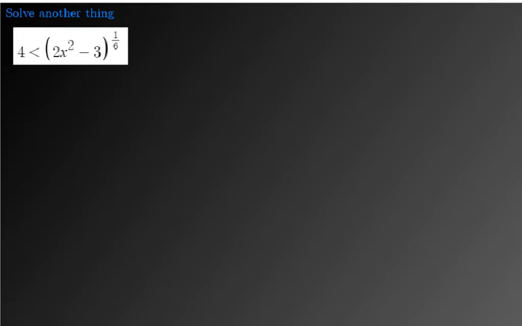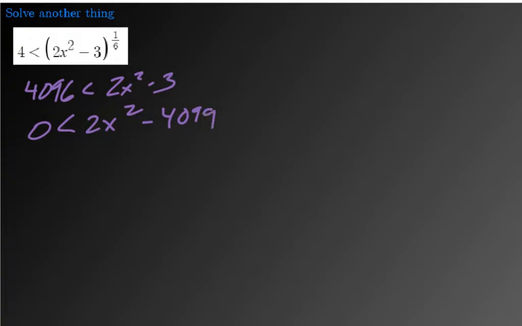In this case, we got a 6th root, so we would really just need to do 4 raised to the power of 6, which is 4,096. And then we just have a quadratic inequality. So if you add minus 4,096 to the other side, you're going to have minus 4,099, right? And this thing has pretty nice roots. You just move this over and divide by 2, and you get the square root of that. So plus or minus square root of 4,099 over 2.